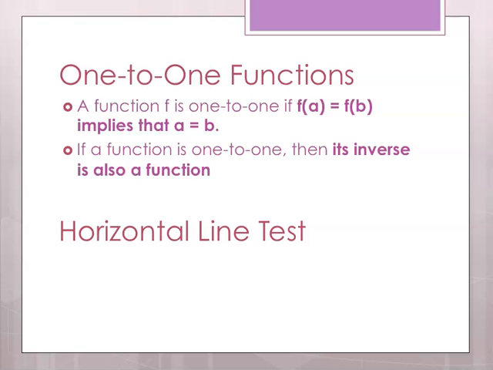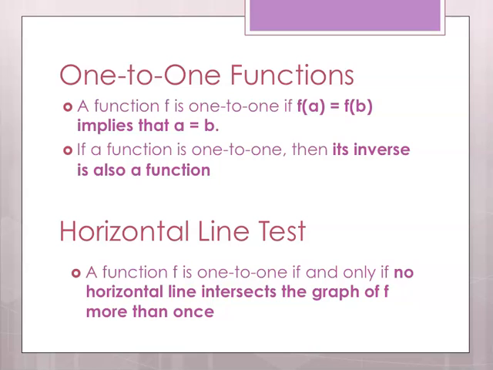So for example, we graphed y equals x squared. We know that the inverse of y equals x squared is not a function, so we know that y equals x squared is not a one-to-one function. Now the quick way of testing whether or not a function is one-to-one is to use what we call the horizontal line test. It pretty much works the same way as the vertical line test, except instead of a vertical line, you use a horizontal line. So we say a function f is one-to-one if and only if no horizontal line intersects the graph of f more than once.